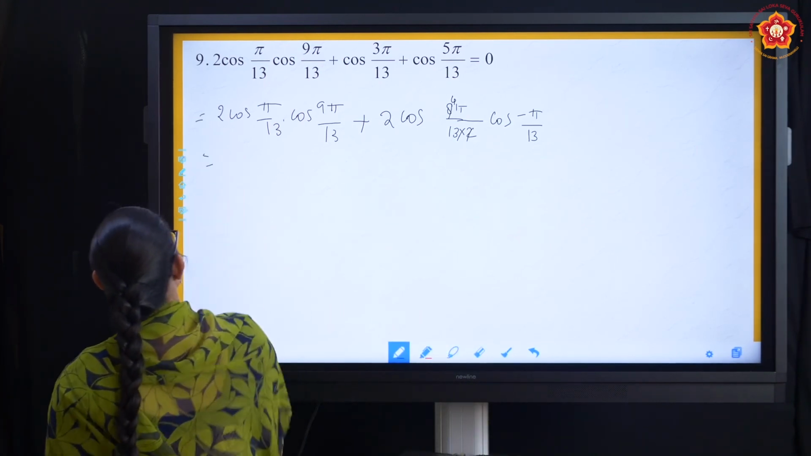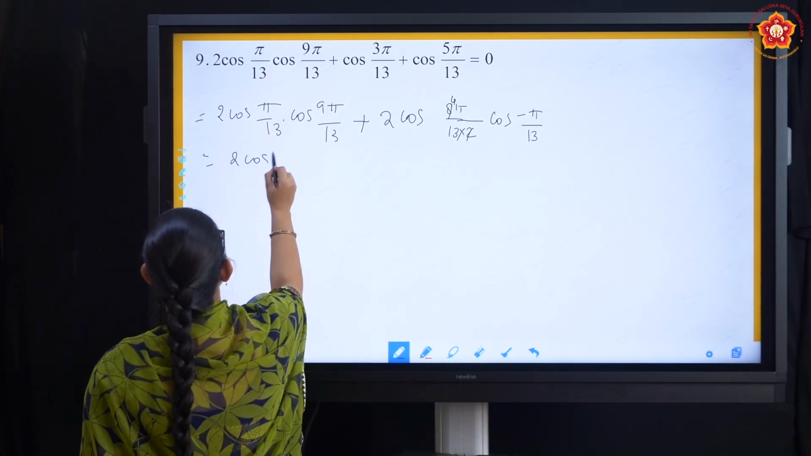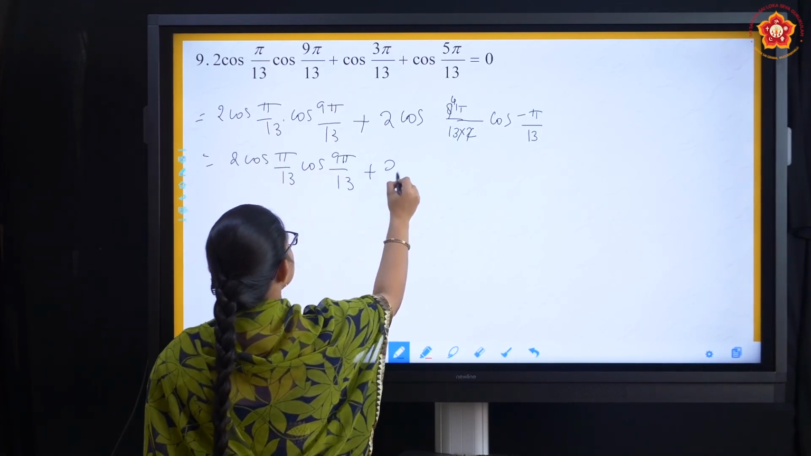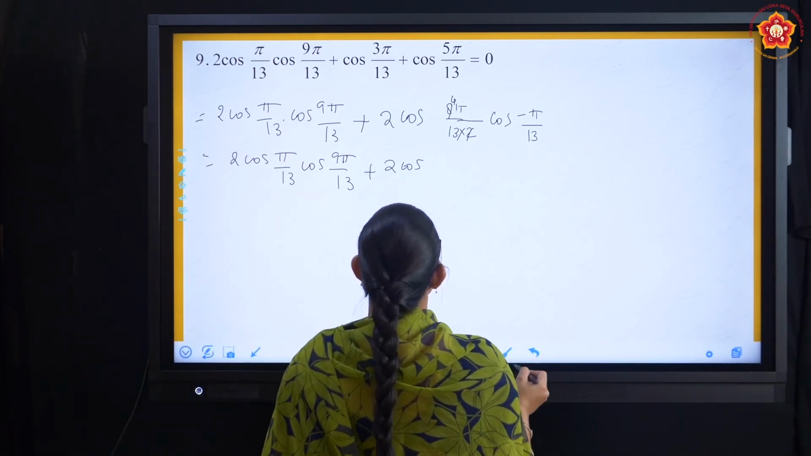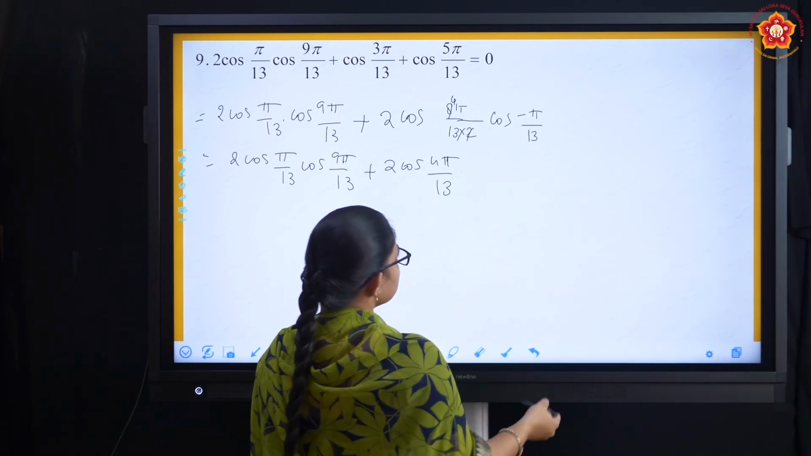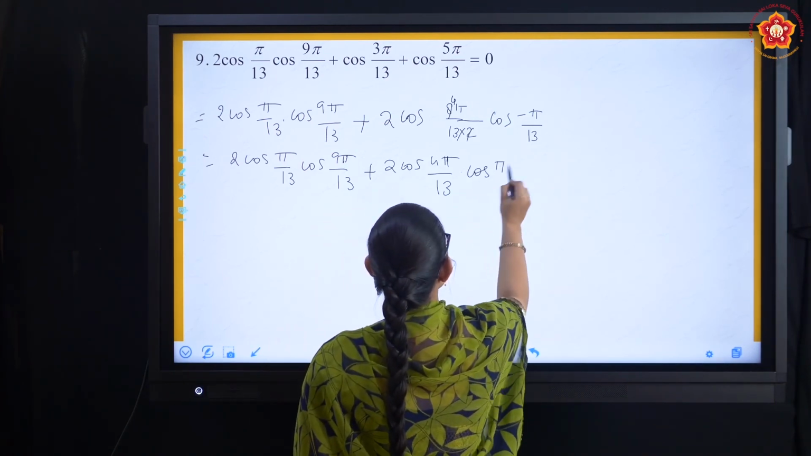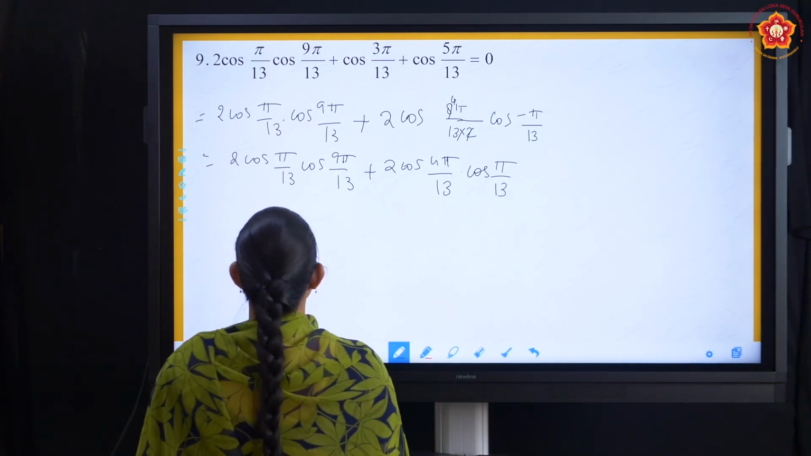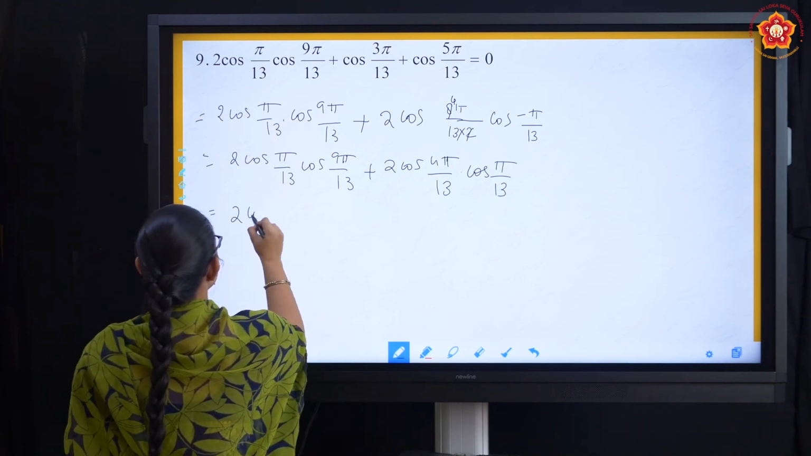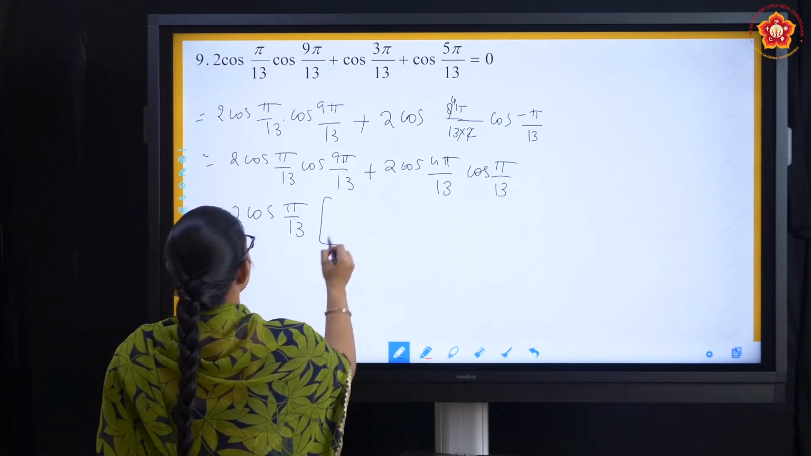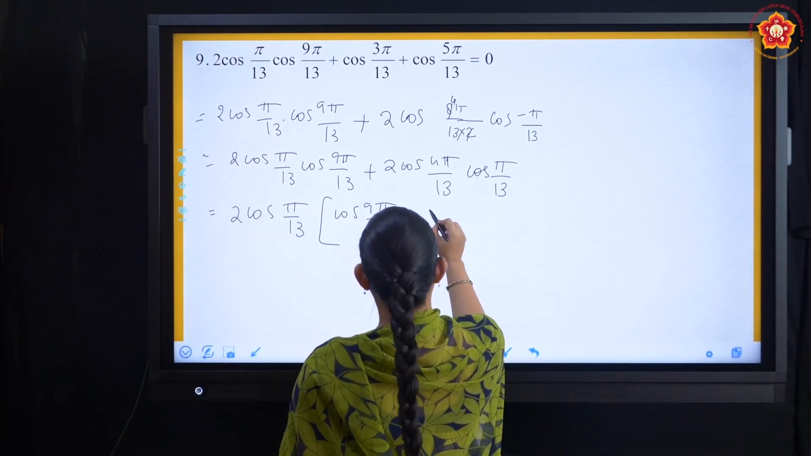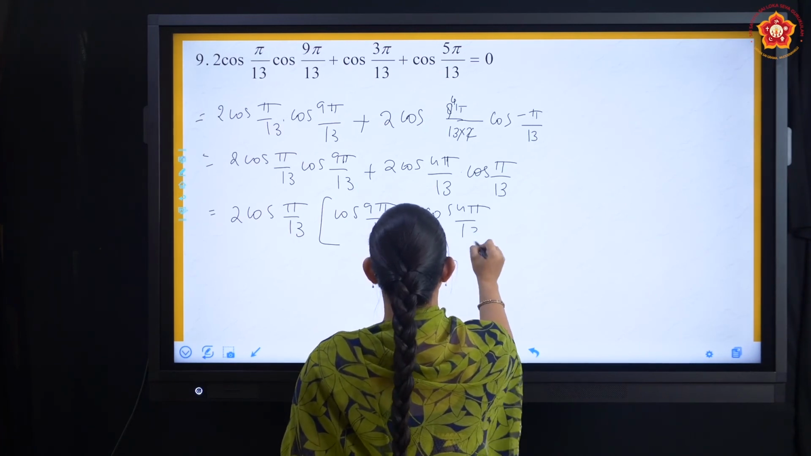So we have here 2 cos pi by 13 cos 9 pi by 13 plus 2 cos 4 pi by 13 into cos of minus pi by 13, we can write it as cos pi by 13. Now 2 cos pi by 13 we can take out. So if I take 2 cos pi by 13, what is remaining? Cos 9 pi by 13 plus cos 4 pi by 13.